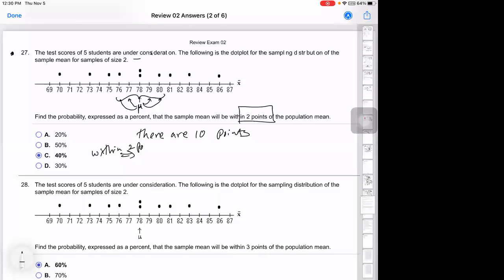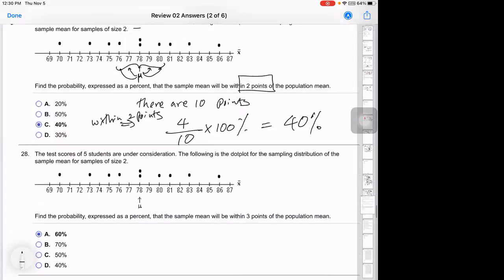Within 2 points we have 4 points. Altogether we have 10 points, multiplied by 100 to find the percentage. So it's going to be 40%. Okay, clear? Or this is just 0.4, probability 0.4, convert it to a percentage, multiplied by 100, just 40.